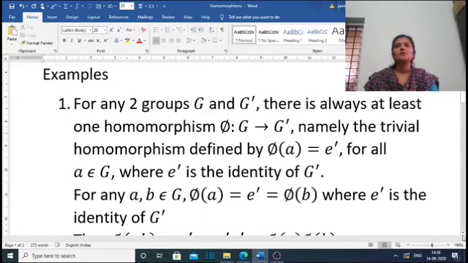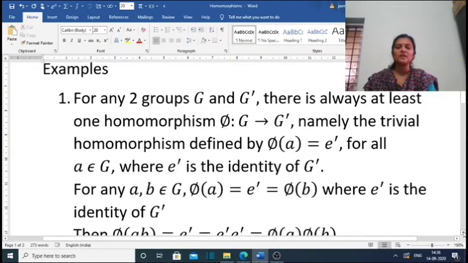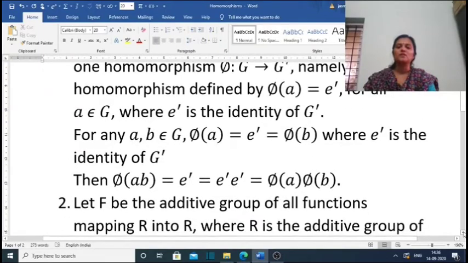So the mapping from G to the identity of G dash, where all elements map to the identity of G dash, is the trivial homomorphism for all A element of G, where E dash is the identity of G dash. For all A, B element of G, phi of A equal to E dash, which is equal to phi of B. Then phi of AB is equal to E dash, which is equal to E dash into E dash, which is equal to phi of A phi of B. So using the property phi of AB equal to phi of A phi of B, we wrote it in this form. So it is a homomorphism.